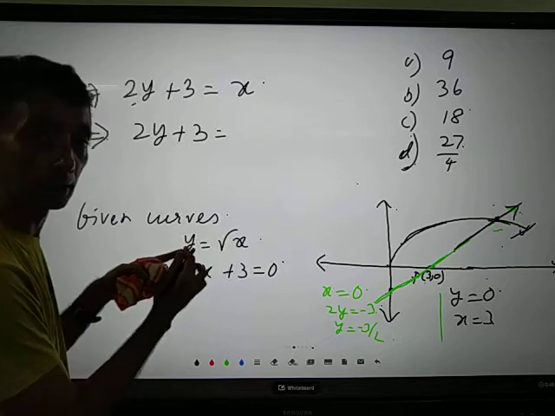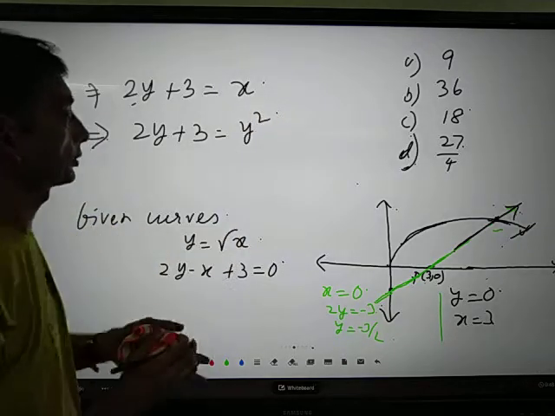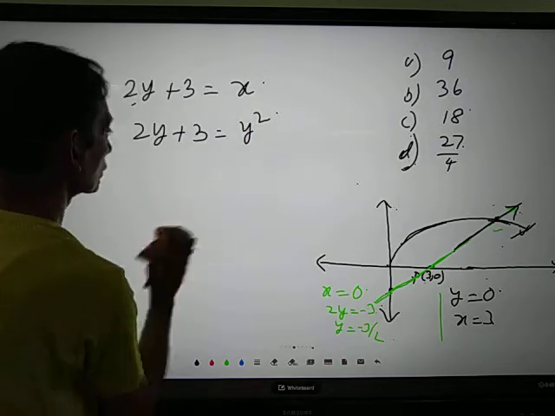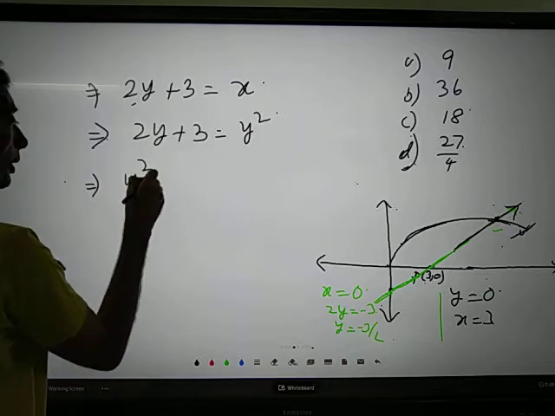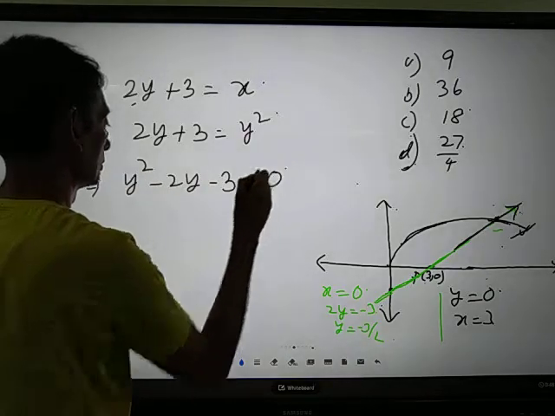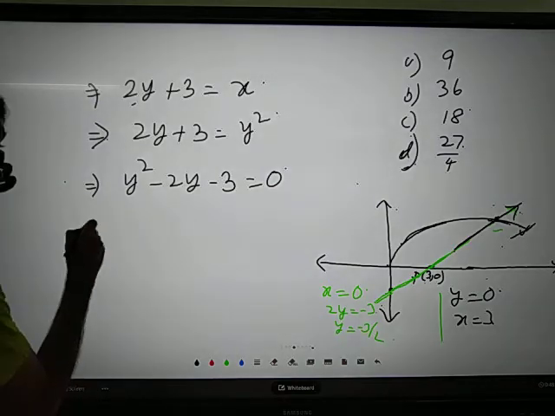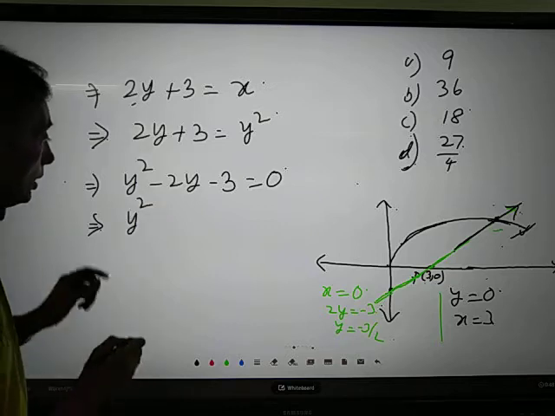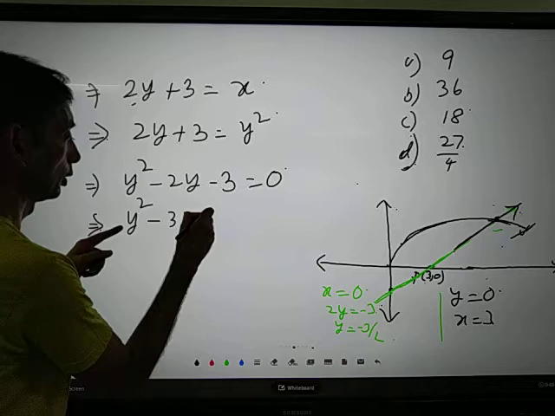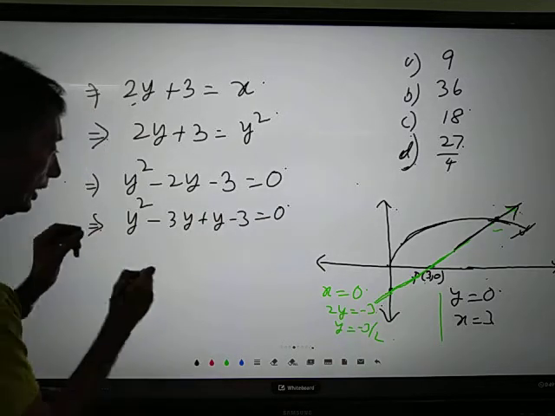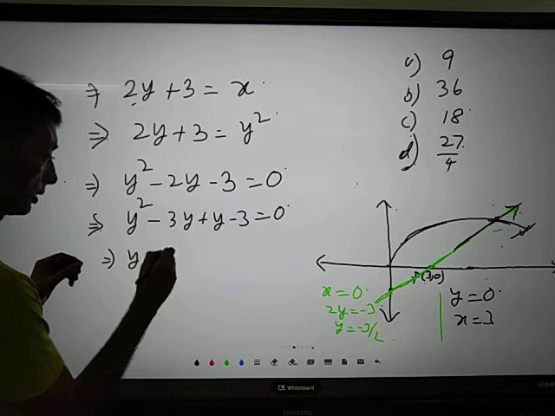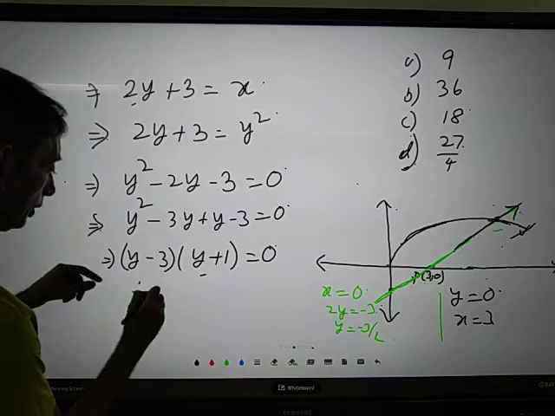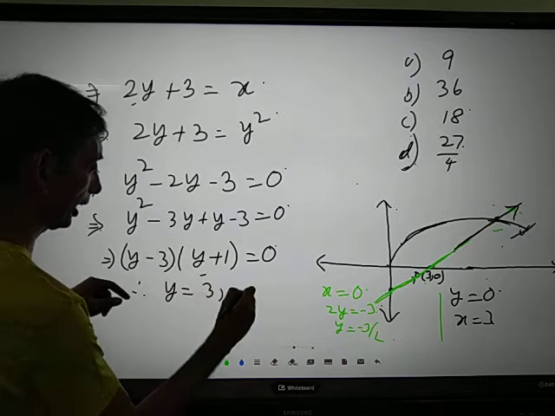Twice root x equal to y, so x will be equal to y squared. So we replace the value of x from these equations. That is y is equal to root x. Now we'll just solve this. This is y squared minus twice y minus 3 equal to 0. So y squared minus 3y plus y minus 3 equal to 0, and this implies y minus 3, then y plus 1 equal to 0. Therefore y will be equal to 3 and minus 1.